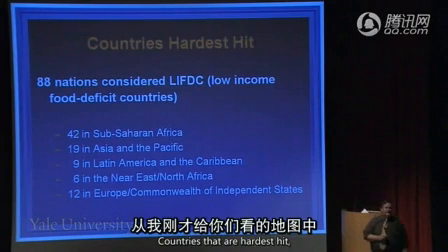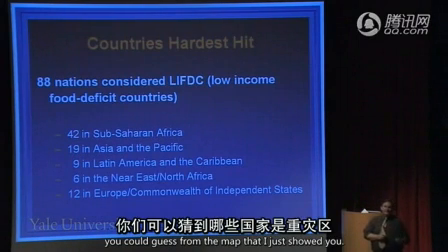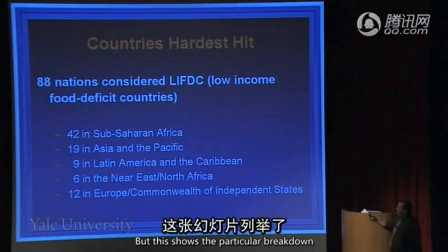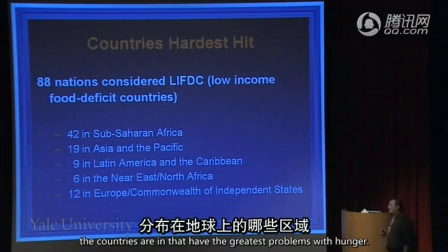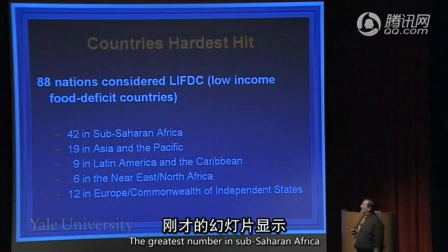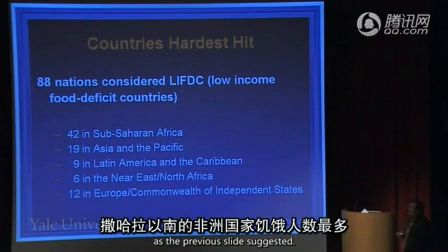Countries that are hardest hit, you could guess from the map that I just showed you, but this shows the particular breakdown of what parts of the world the countries are in that have the greatest problems with hunger. The greatest number are in sub-Saharan Africa, as the previous slide suggested.